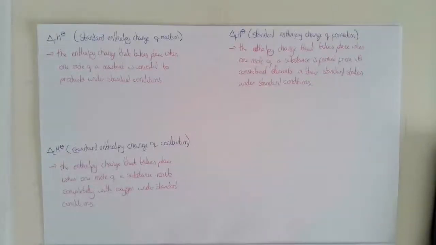Okay, so we're now going to look at three key definitions for the topic. In the last video I introduced the idea of enthalpy. So enthalpy is the total heat energy of a set of chemicals in a particular system. So if I added up the total heat energy of a group of chemicals, my reactants, I would have the enthalpy for that set of chemicals.